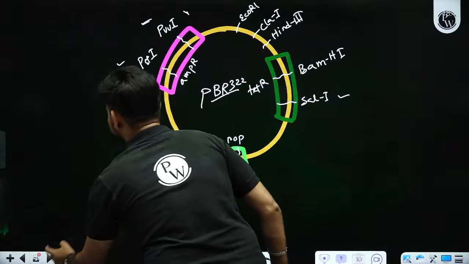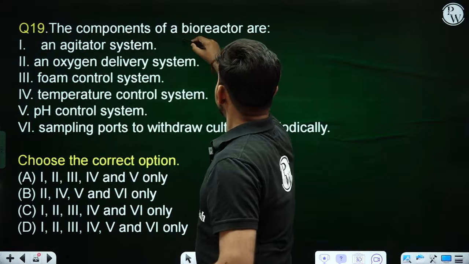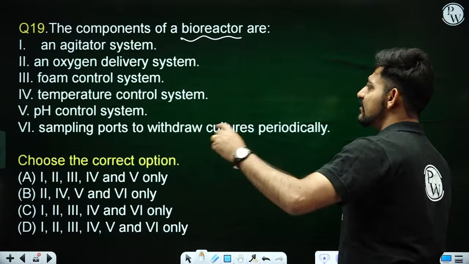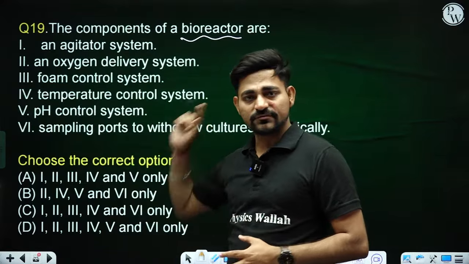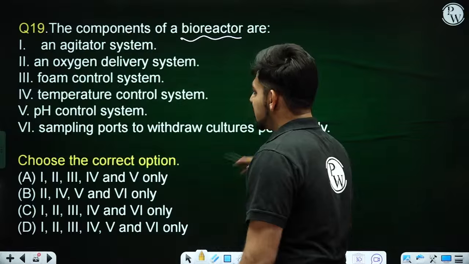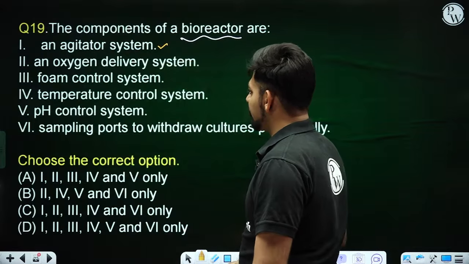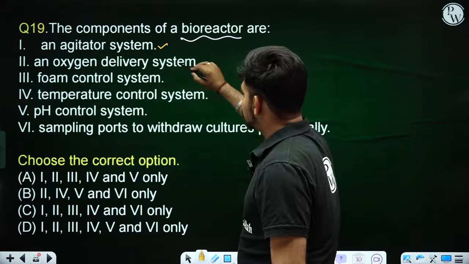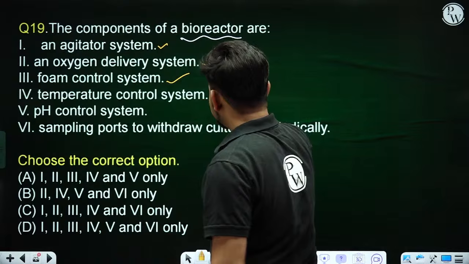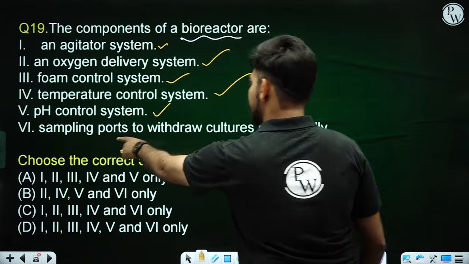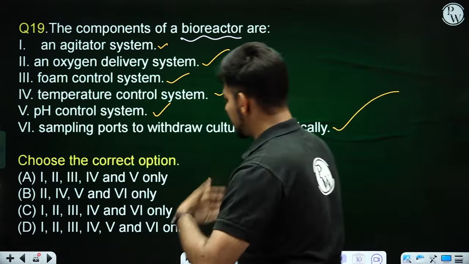Let's move forward. Question number 19. Yes. Now, the components of bioreactors. A question from bioreactor, another very important topic. A question is expected. I think you will be getting one question from the bioreactor topic this year. It has an agitator system, meaning for shaking, and an oxygen delivery system, foam control system, froth breaker or foam breaker, temperature control system, pH control system, and sampling points to withdraw cultures periodically if you are performing continuous culture.